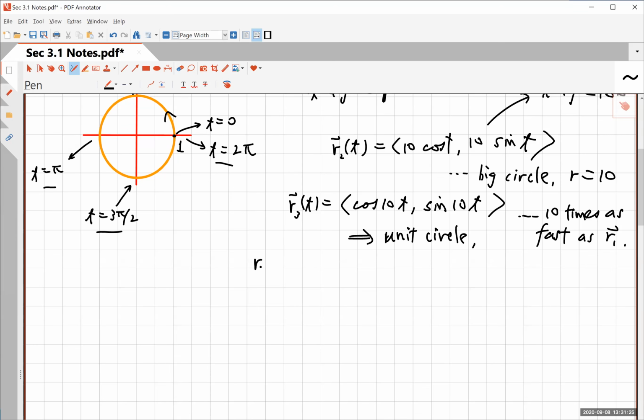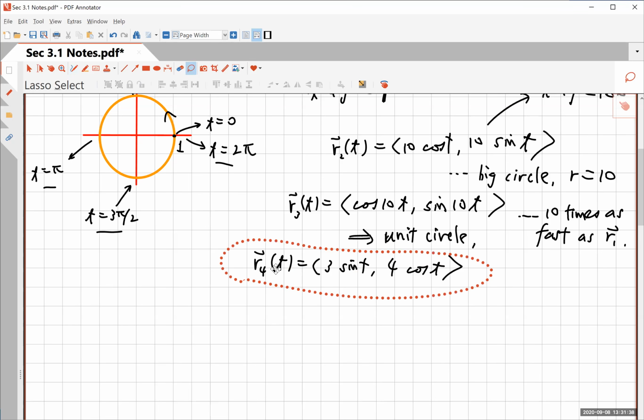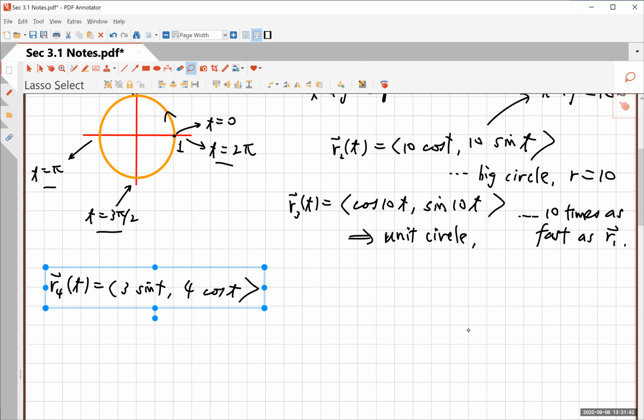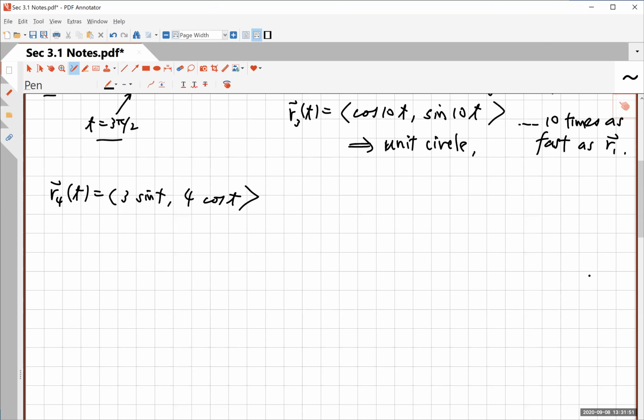Now let's try something else here. Let's go ahead and write this over here. This will be another example: 3 sine of t, 4 cosine of t. Then what happens? Now you can try to plot points, but as much as plotting points is a good idea, it does take some time. Think in terms of how you can combine sine squared with cosine squared.